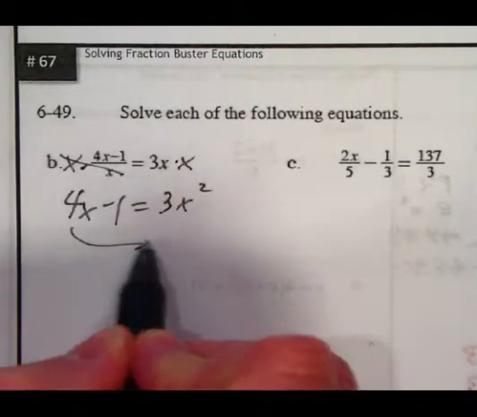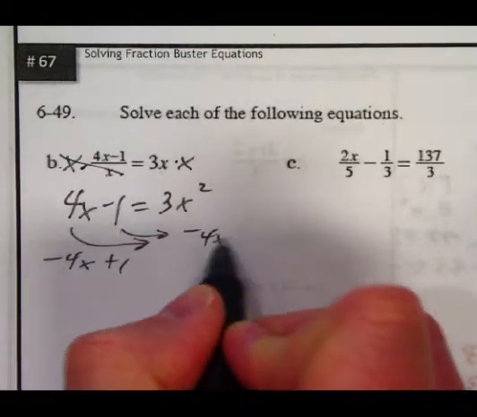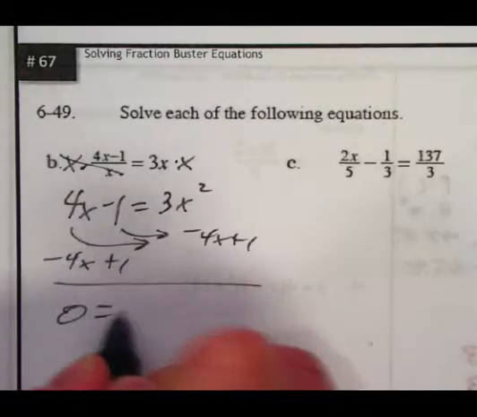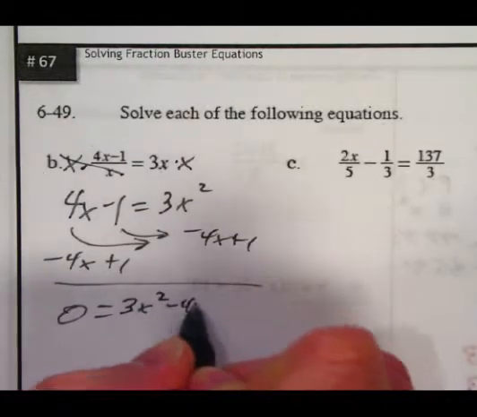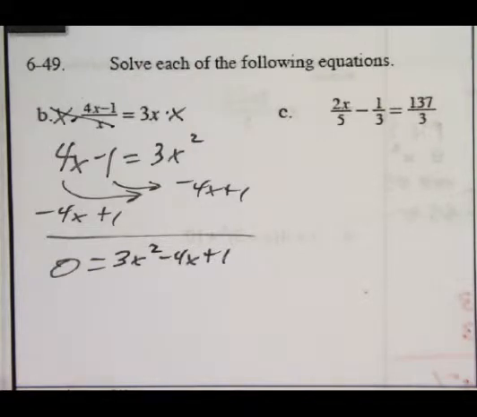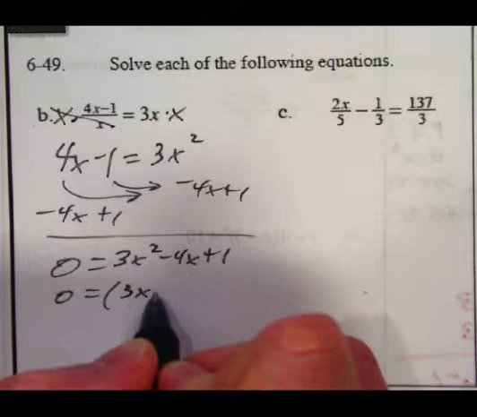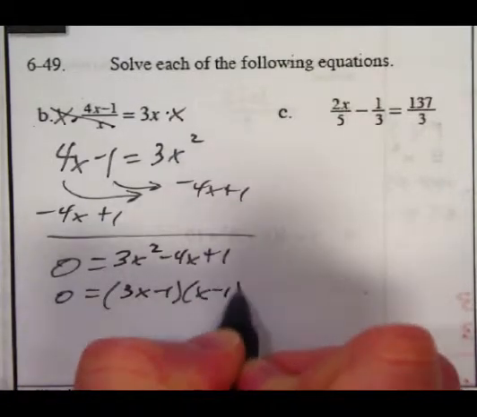So I'm going to bring these over to the other side. The way that I do that is minus 4x, add 1, minus 4x, add 1, and I get 0 equals 3x squared minus 4x plus 1. And now I'm going to put that in the quadratic formula in my calculator, or I'm going to factor. If you choose to factor it, it's going to factor into 3x minus 1 times x minus 1.